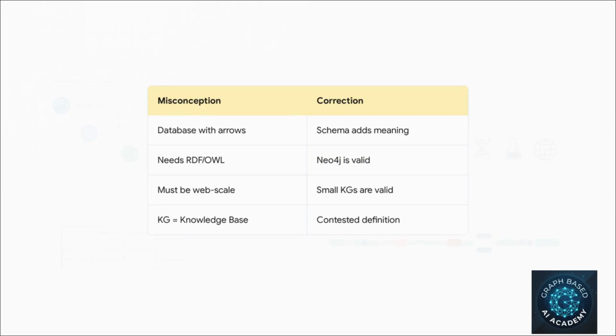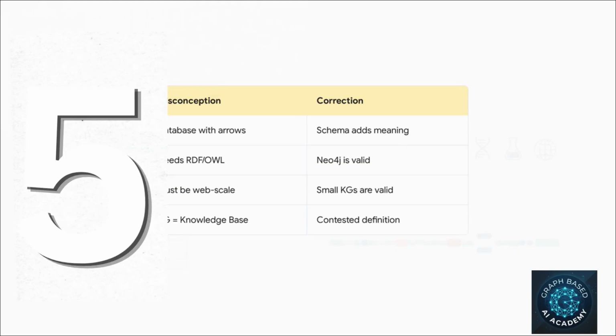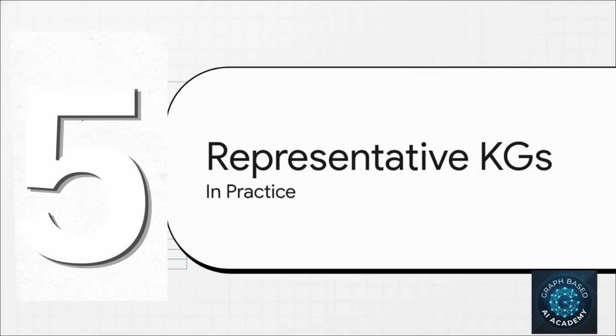Also, there's this idea that knowledge graphs have to be these massive, public, web-scale behemoths. Not true at all. Small, highly private, domain-specific graphs are just as valid. Finally, the assumption that a knowledge graph is exactly the same thing as a knowledge base, that one is heavily contested. A lot of researchers reserve the term knowledge graph strictly for graph-structured data, using knowledge base as a broader catch-all. Let's jump into part 5, representative KGs in practice.